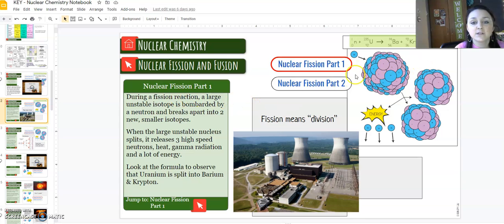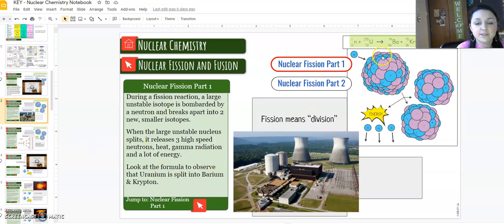During fission, we have these large radioactive isotopes like uranium with 92 protons. Remember, it's so huge, the strong force can hardly hold it together. We shoot a neutron at it, and when we do that, it splits it into two other atoms and some neutrons, and there's our energy, and we capture that. And then these three neutrons go on to break apart some more.